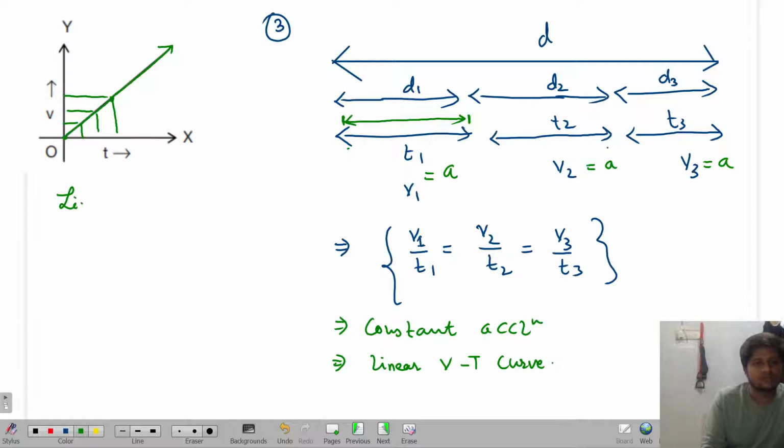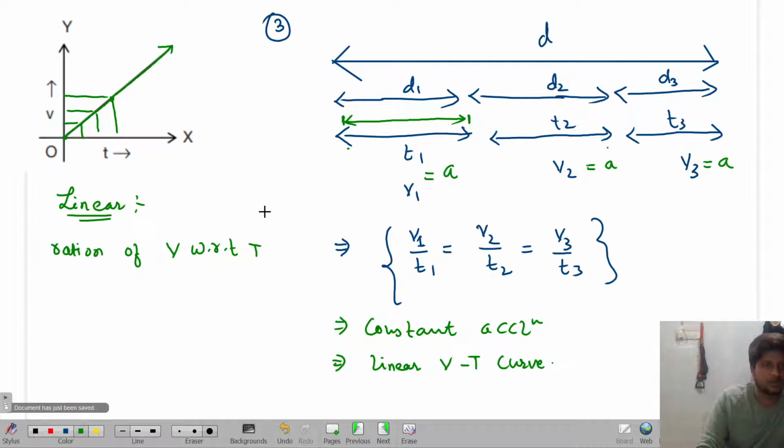So what kind of graph is it? Linear. What is constant? The ratio of velocity with respect to time is constant. Means at t equal to 1 second, I have velocity 1 meter per second. At t equal to 2 seconds, I have velocity 2 meter per second. So 2 divided by 2 is 1. Understood or not? So here, it is not the points which are equal. It is the ratio that is equal. Understood or not? Yes or no, guys? Are you able to understand?